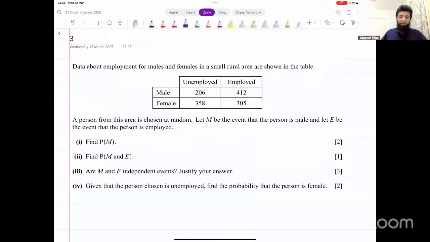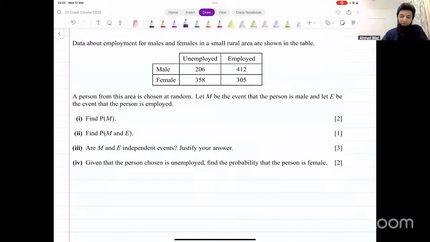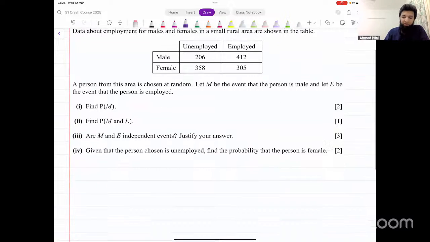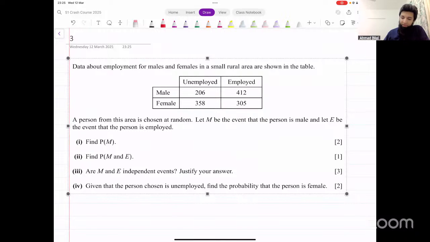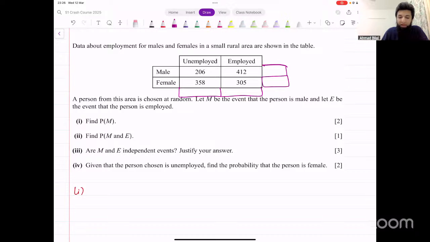Okay, so it says data about employment for males and females in a small rural area are shown in the table. A person from this area is chosen at random. Let M be the event that the person is male and let E be the event that the person is employed. Now, whenever you have a table given in a probability question, the first thing that you should always do is total the rows and total the columns. Add row totals and column totals, right? Add these numbers here, add the totals.